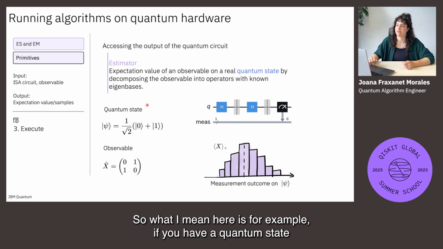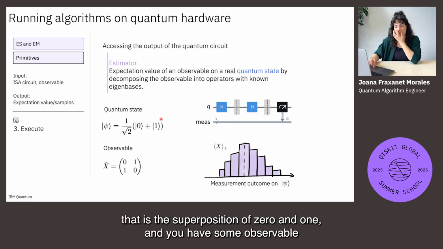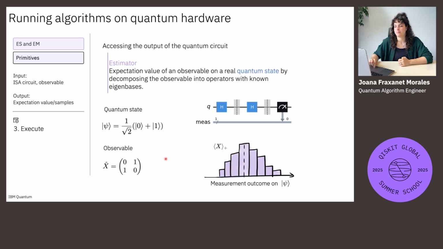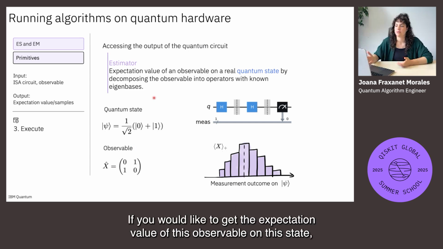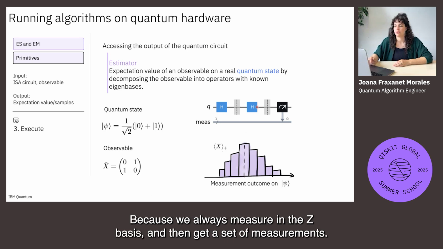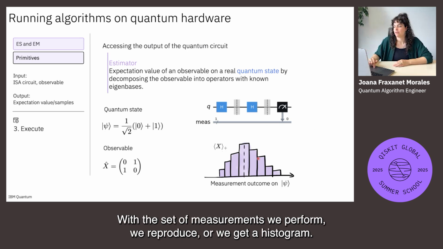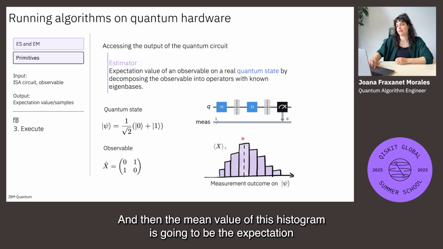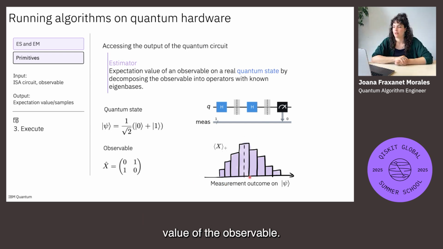So what I mean here is, for example, if you have a quantum state that is the superposition of 0 and 1, and you have some observable that is the X observable. If you would like to get the expectation value of this observable on this state, we would need to prepare the state, then rotate the basis, because we always measure in the Z basis, and then get a set of measurements. With the set of measurements, we get a histogram, and then the mean value of this histogram is going to be the expectation value of the observable.